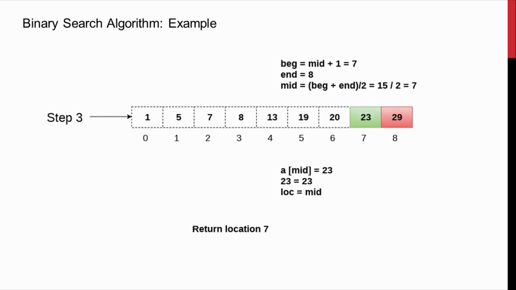In step 3, we again calculate the beginning, mid + 1, that is 7, and end is 8. So mid is 15 divided by 2, which is 7. A of mid means A of 7, and A of 7 is 23, which is the key value. Therefore, we return the location of mid. So the location of the item will be 7.